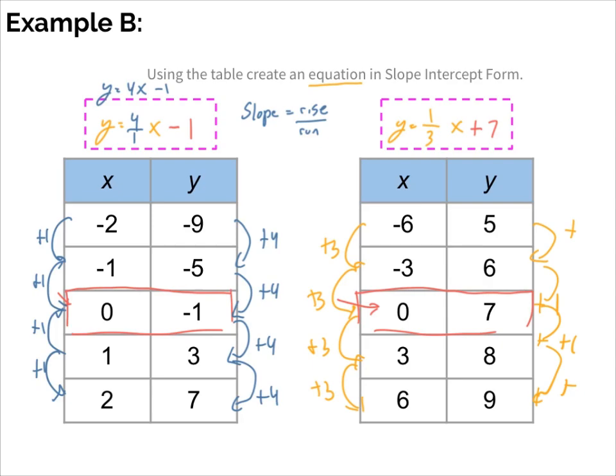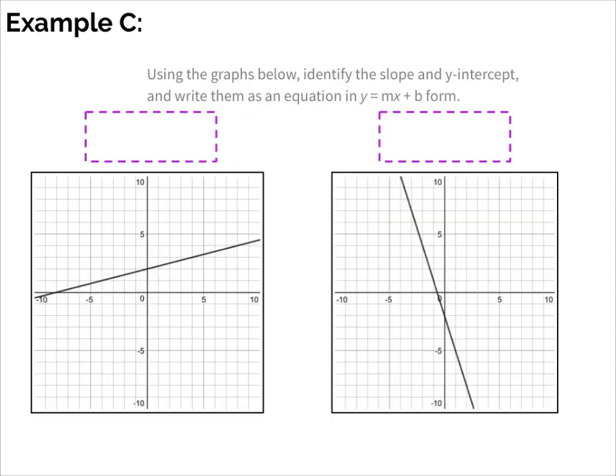Now let's take a look at the last example. So here in example C, it says using the graphs below, identify the slope, the y-intercept, and write them as an equation in y equals mx plus b form. So again, we're going to be taking a look at things and we're going to be creating equations as y equals statements. So the first thing that we need to do is locate our slope and our intercept.